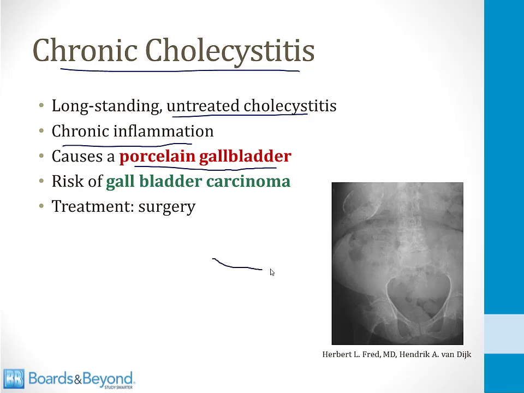If you look at this X-ray on the bottom right side of the screen here, you can see the gallbladder in the top left corner. It has white in the walls, and that white is calcium deposition. That is a porcelain gallbladder that results from chronic cholecystitis.